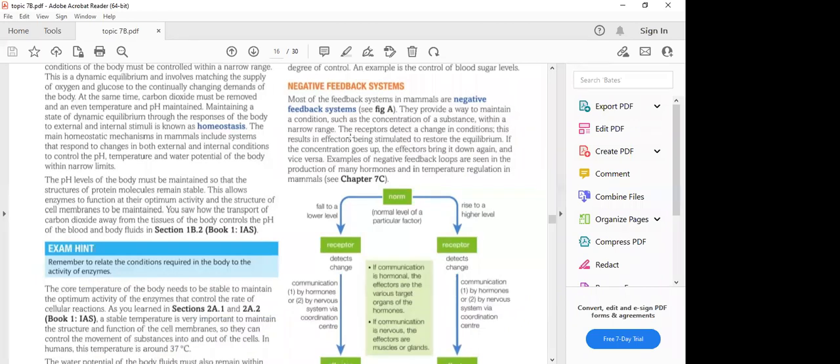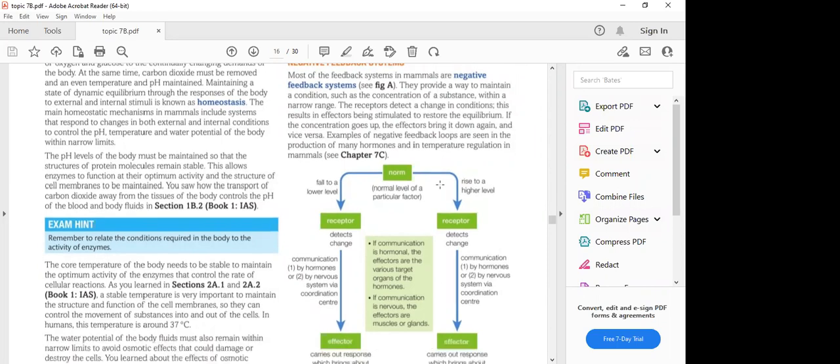They provide a way to maintain conditions, such as the concentration of substances, within a narrow range. The receptor detects the change in the conditions. This results in the effector being stimulated to restore the equilibrium. If the concentration goes up, the effector brings it down again. Suppose our body requires a particular level of potassium and sodium ions. When an optimum level of sodium and potassium is accumulated, the body will stop taking in further sodium and potassium. When the sodium and potassium level falls inside the ECF, the body will start taking it in from food. That's how the feedback mechanism works.